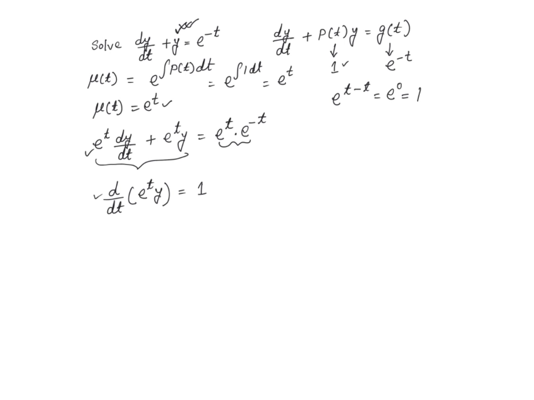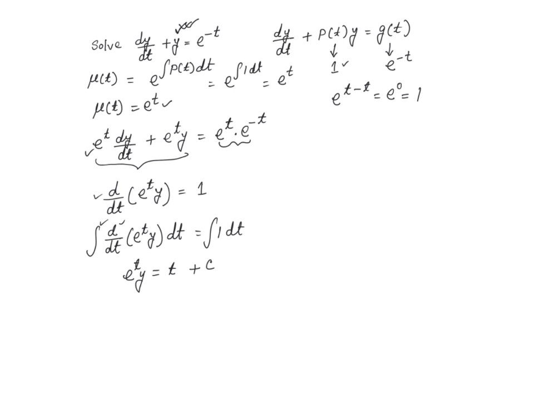Now what I could do is take the integral of both sides with respect to t. So that is going to be the integral of d over dt of e to the power t times y dt is equal to the integral of 1 dt. On the left hand side, the derivative and integral are going to take care of each other. We are going to be left with e to the power t times y is equal to, on the right hand side, the integral of dt, which is nothing but t plus some arbitrary constant c.